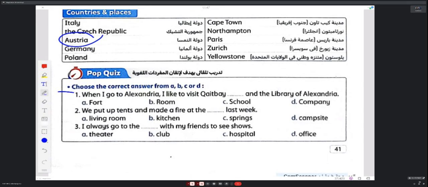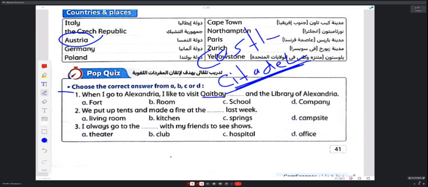Lamar, when I go to Alexandria, I like to visit Kite Bay and the Library of Alexandria. Kite Bay in Alexandria. Kite Bay Citadel. It's a citadel. It's a castle. It's a fort. Fort. Yes.